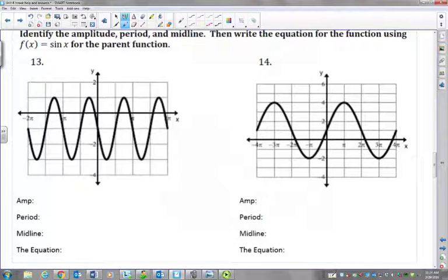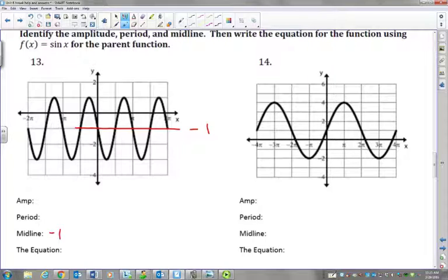Okay, so with number 13, it's not too bad. What you need to do is usually identify the midline first and then the amp, so going out of a different order there. You can put your pencil on your paper and just try to find the halfway point. That's what midline means. So that doesn't seem to cut it in half. But that one, yeah, it looks pretty good there at the midline. So that looks like about -1 for the midline.